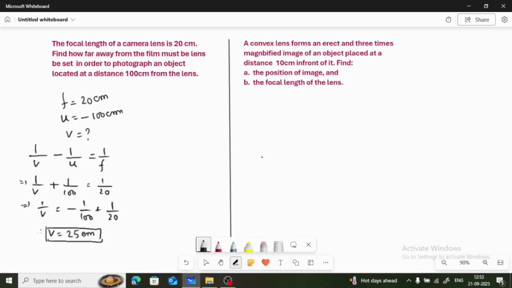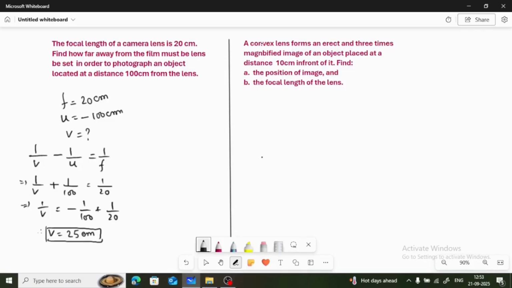For the next problem, a convex lens forms an erect and 3 times magnified image of an object placed at a distance 10 cm in front of it. Find number 1, the position of the image, and number 2, the focal length of the lens.